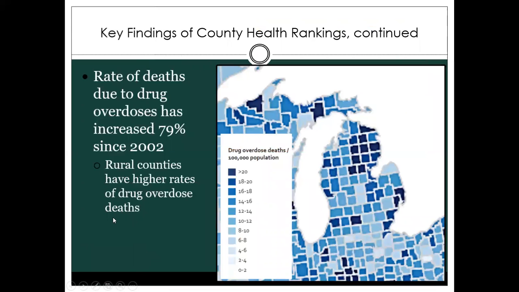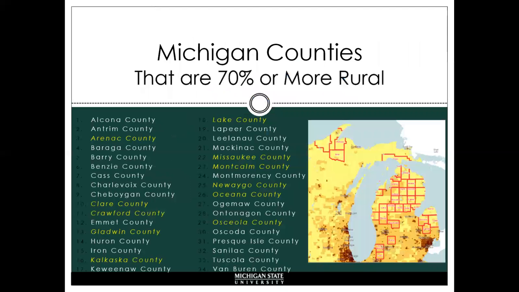Another thing that the county health rankings have shown is issues with drug overdoses. I'm sure most of you have heard about drug overdoses increasing over the last decade or two, and rural counties have had higher rates of this increase. This used to be considered a more urban issue, and it's definitely spread into the more impoverished rural areas.